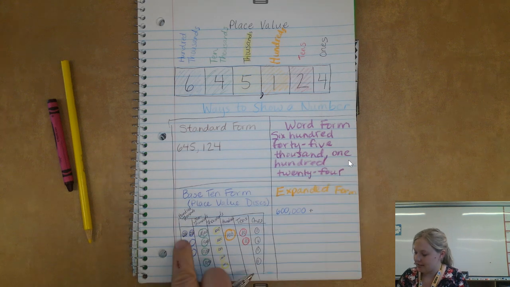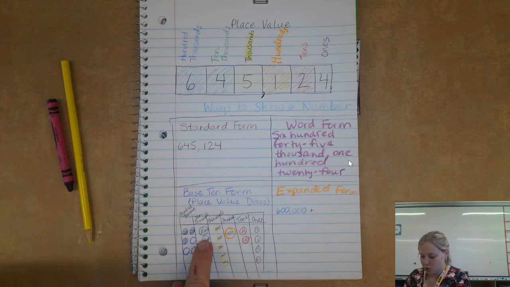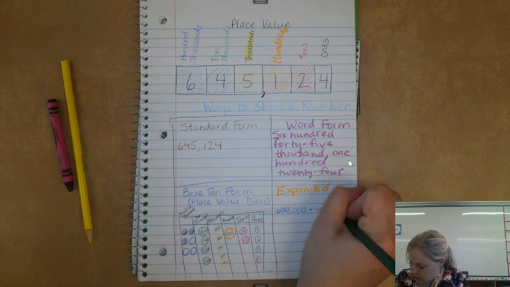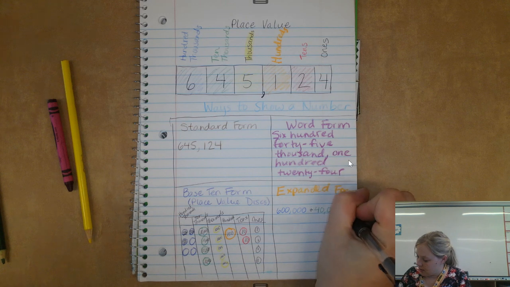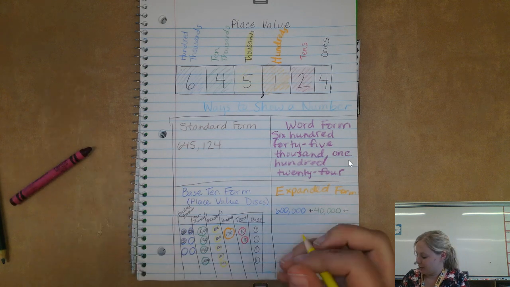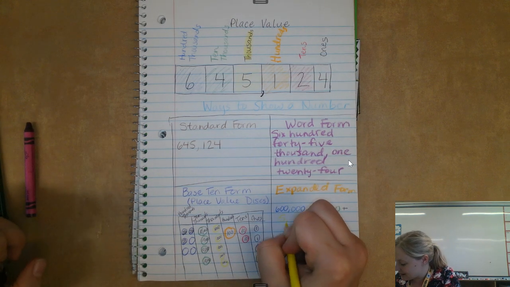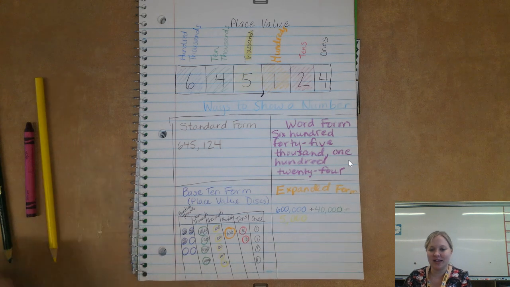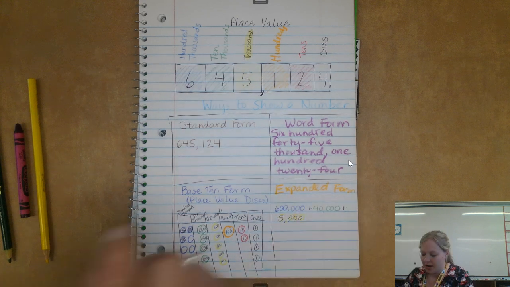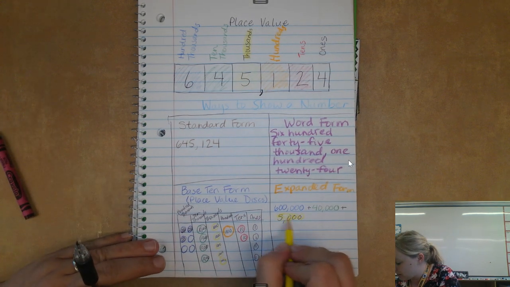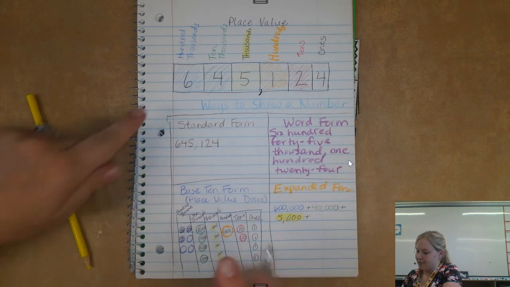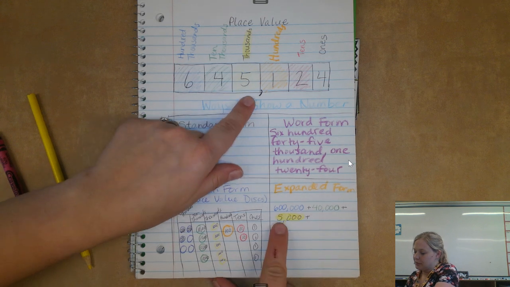600,000 plus, now I move to my 10,000s. I have 4 of them. 10, 20, 30, 40,000. And my thousands, I have 5. 1, 2, 3, 4, 5 thousands, because each one is worth 1,000. It's 5,000. It might be hard for you to see that. If you can't see that, you can write it in pen or pencil, like I'm going to do right now, and then highlight it with yellow. A crayon or colored pencil works great for that too, to help it stick out a little bit. So we have 600,000 plus 40,000 plus 5,000.